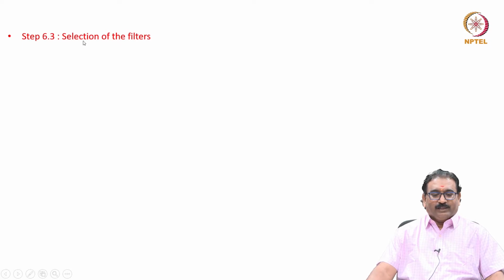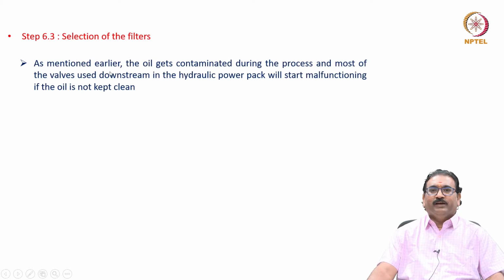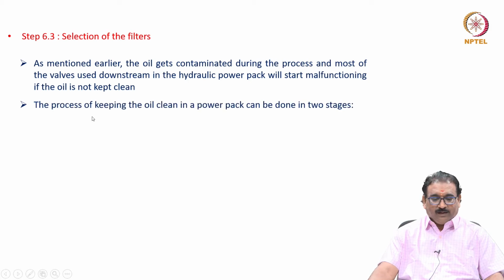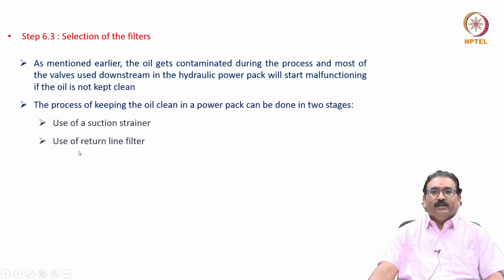Next, step 6.3 is selection of the filters. As mentioned earlier, the oil gets contaminated during the process, and most of the valves used downstream in the hydraulic power pack will start malfunctioning if the oil is not kept clean. The process of keeping the oil clean in the power pack can be done in 2 stages. First is the use of a suction strainer, then the use of return line filters.